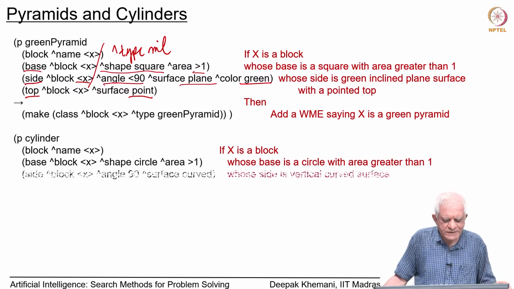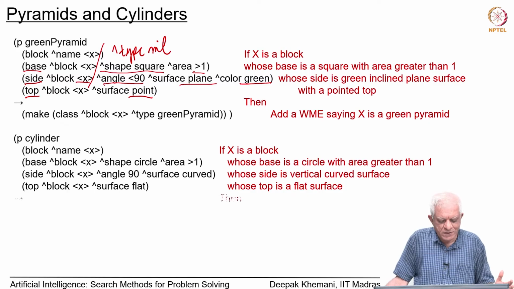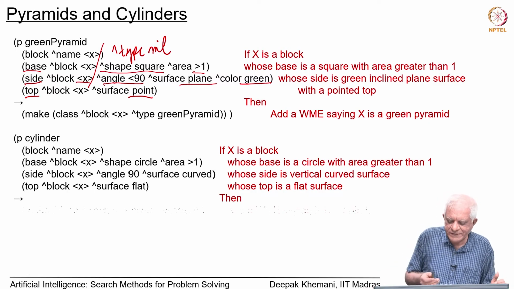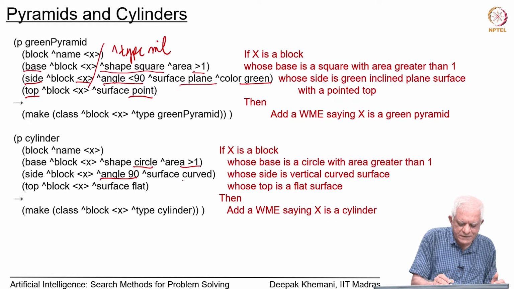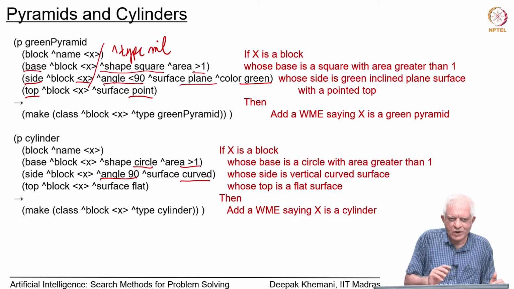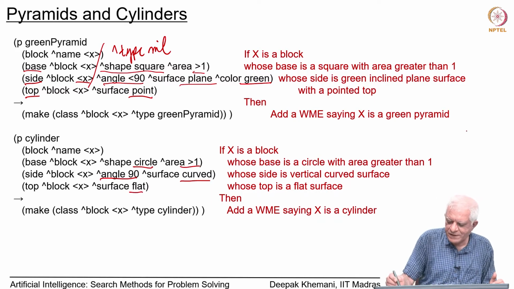Here is another rule, which defines a cylinder. It says that if X is a block whose base is a circle with area greater than 1, whose side is vertical but curved, so the angle is 90, but the surface is curved, and whose top is a flat surface, as you can imagine a cylinder. How does a cylinder look? Like this.